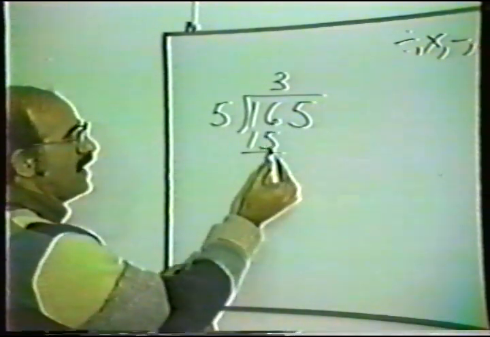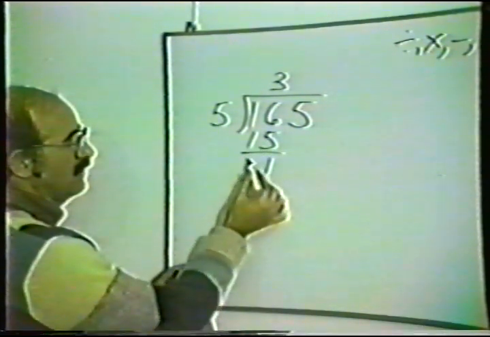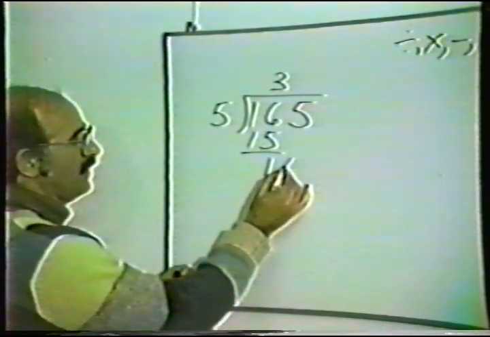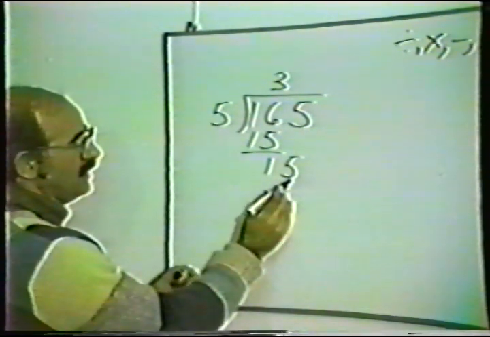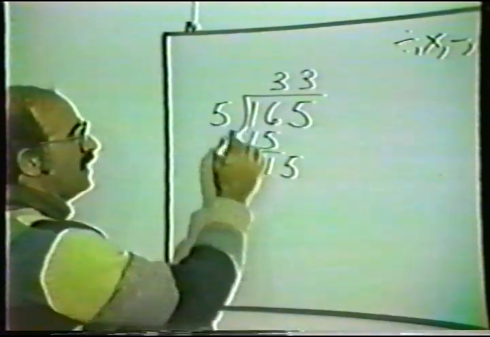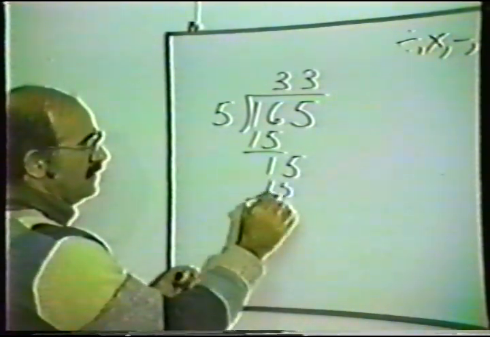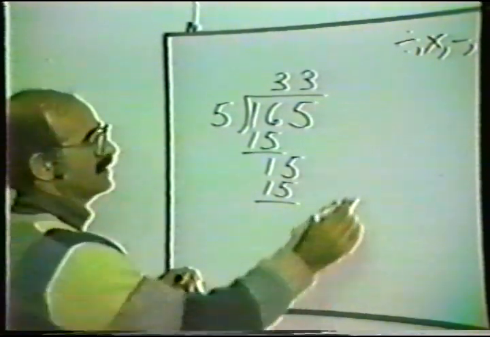6 take away 5 is? 1. 1 take away 1 is? 0. Bring down the 5. 5 into 15 is? 3. 3 times 5 is? 15. Subtract, get 0. 33 exactly.